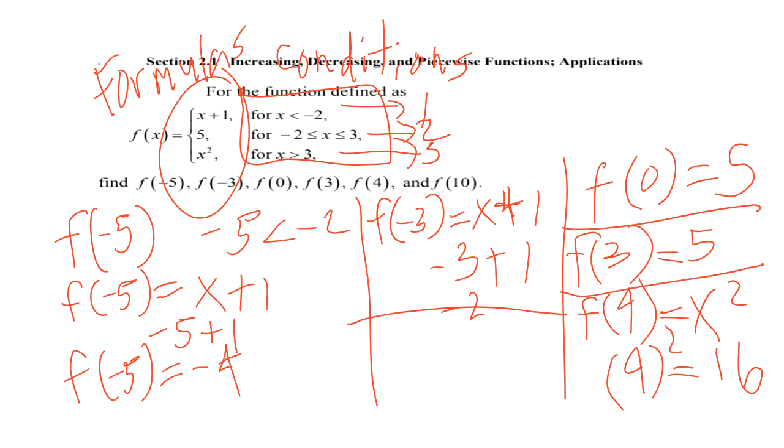And now the last one, f of 10. And we went in order, so it's going to be the last one. 10 is greater than 3. So I'm going to use x squared again. Replace the x with the 10. 10 squared is 100.